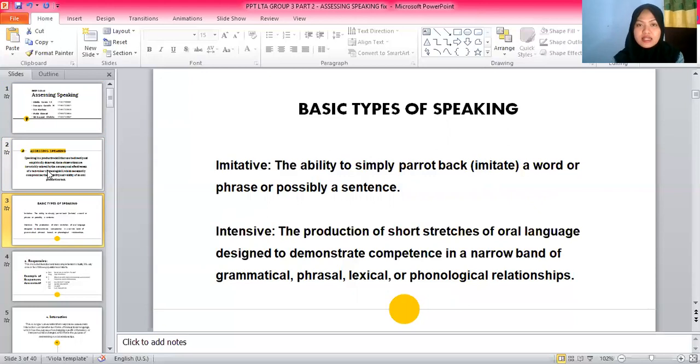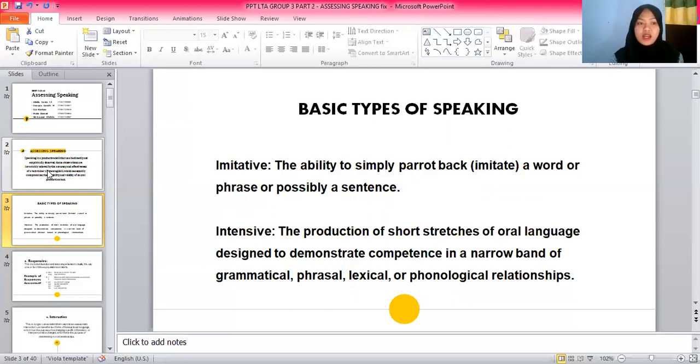So the second type of speaking is intensive. Intensive is the production of short stretches of oral language designed to demonstrate competence in a narrow band of grammatical, phrasal, lexical, or phonological relationships. The examples of intensive assessment tasks include directed response tasks, reading aloud, sentence and dialogue completion, limited picture-cued tasks including simple sequences, and also translation up to the simple sentence level.